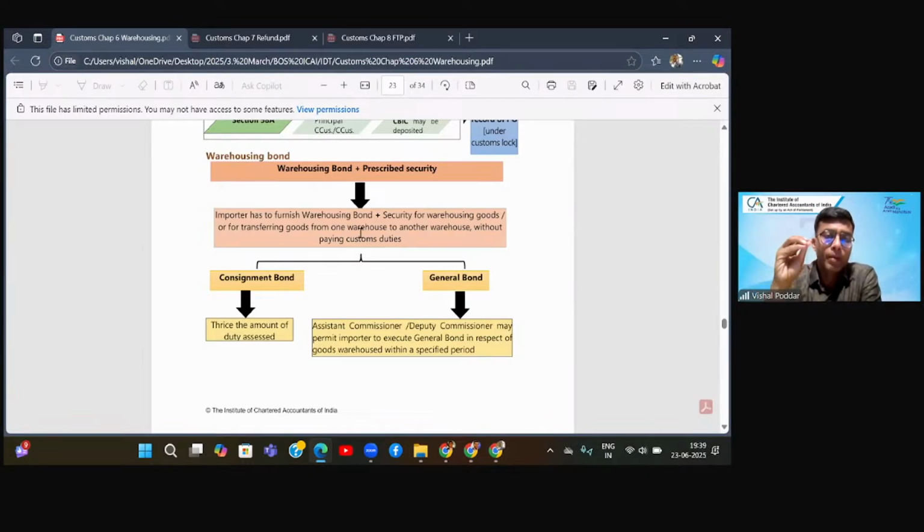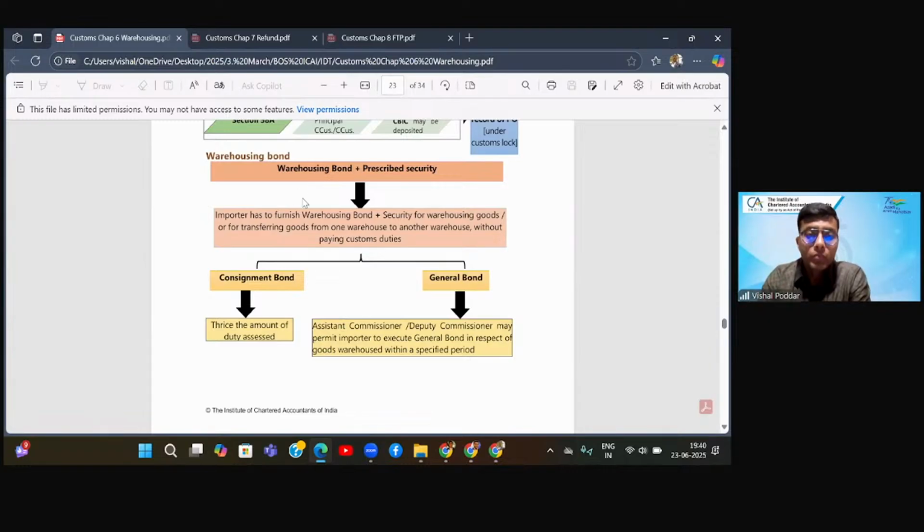What is this procedure? When you file this bill of entry, the assessment is done, but you don't have to pay the duty. You have to only compute the duty and multiply it by 3 to find out the amount of bond and security that you need to provide. This bond is called the warehousing bond. Only after giving this bond are you allowed to keep the goods in the warehouse. That is why customs warehouses are also called bonded warehouses, because whatever is kept here is kept under the cover of a bond.